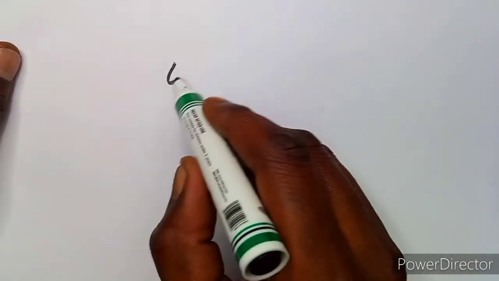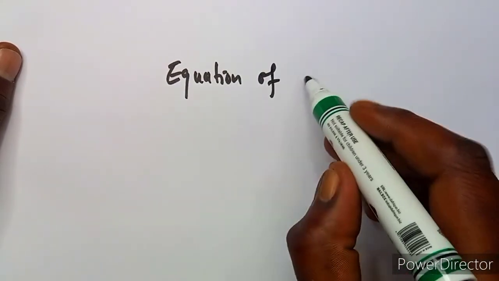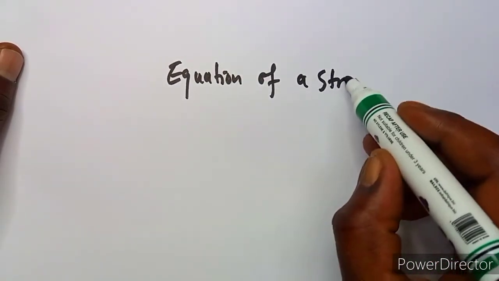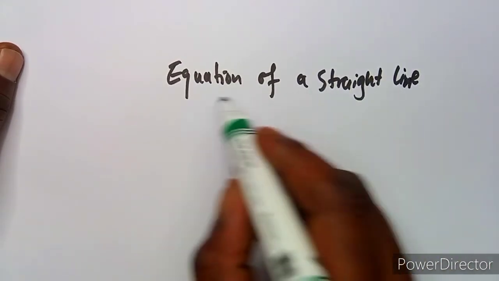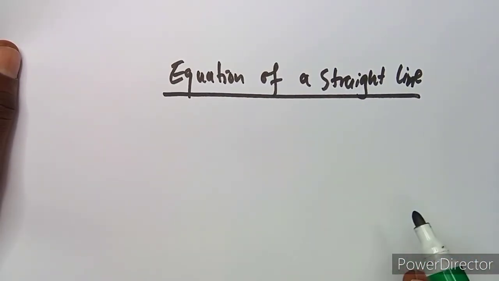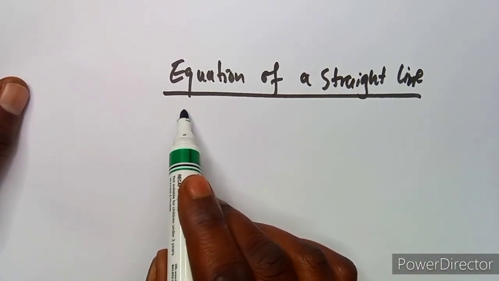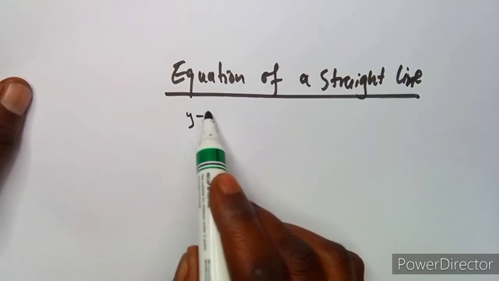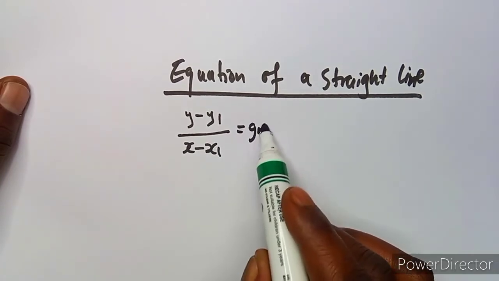All right, then what about the equation of a straight line? How am I going to determine the equation of a straight line? There are actually conditions that you can use. You can write y minus y1 over x minus x1 is equal to the gradient.